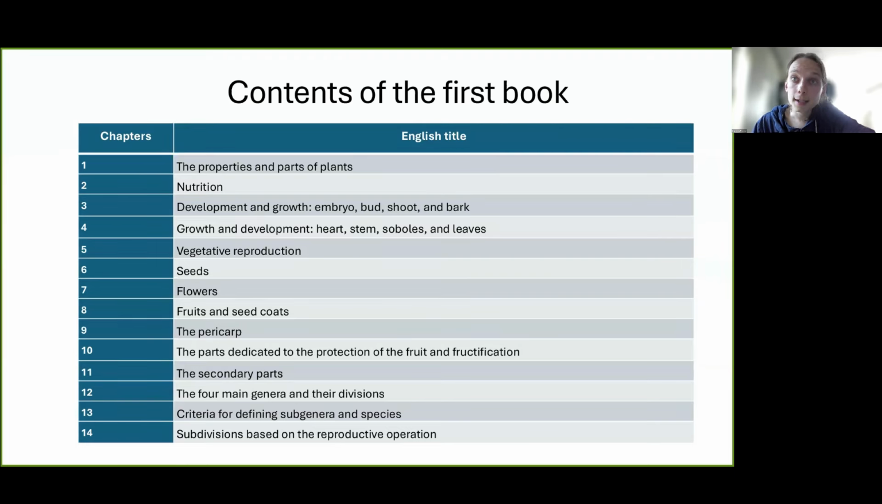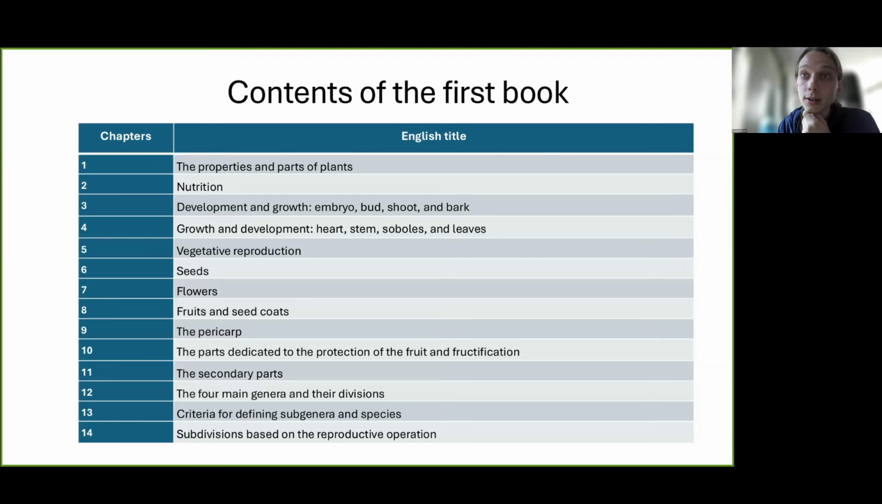Chapter 4 focuses on the early stages of plants' growth, that is, development from either seed or sub-bulb. This provides a transition to the analysis of the other main faculty of the plants, the second natural faculty according to Cesalpino, namely reproduction. And this is the focus of chapter 5: the vegetative reproduction.